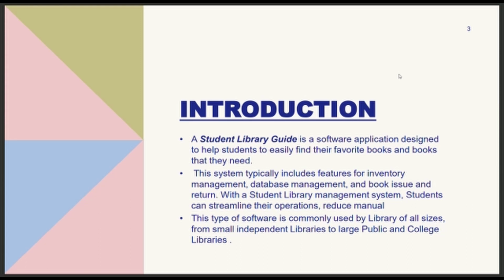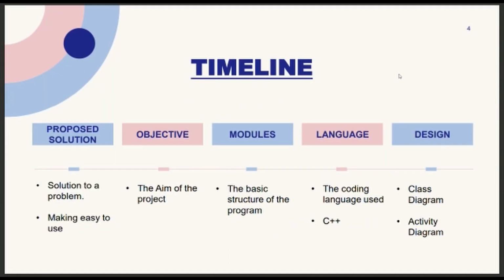The timeline of the project is as follows. We have developed the proposed solution to the given question, and have made it easy to use. We then have the methodology and objective of the project. We have used the C++ language for developing the software. Next, we will explain the basic structure of the program using class and activity diagrams. Lastly, we will discuss the future of the project.